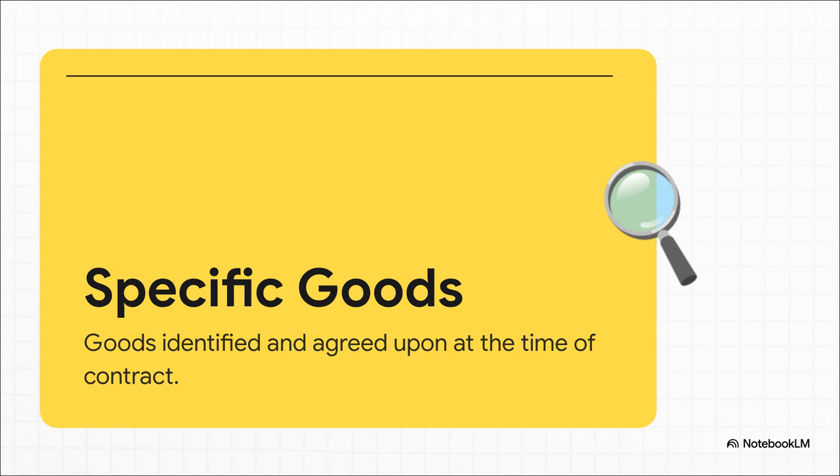You absolutely must memorize this exact statutory phrasing. Do not paraphrase it. If I walk into a showroom and point to the exact blue car with a chassis number ending in 459, that is a specific good. It is identified and agreed upon right then and there. This definition is the very foundation for sections 20 through 22, which dictate when property passes for such goods.